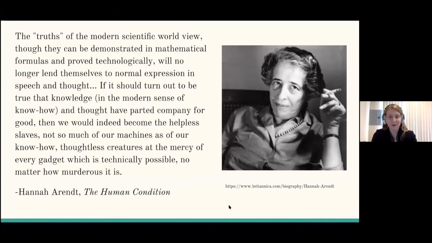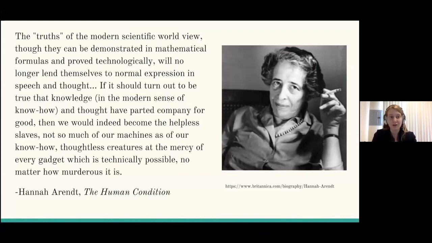So my project for the course ended up focusing on Hannah Arendt, and the irony of this was not lost on me. On this slide, you can see a quote from The Human Condition, one of many where she criticizes what she calls the modern scientific worldview, the idea that truth is better expressed in numbers than in language. She says that the truths of the modern scientific worldview, though they can be demonstrated in mathematical formulas and proved technologically, will no longer lend themselves to normal expression in speech and thought.